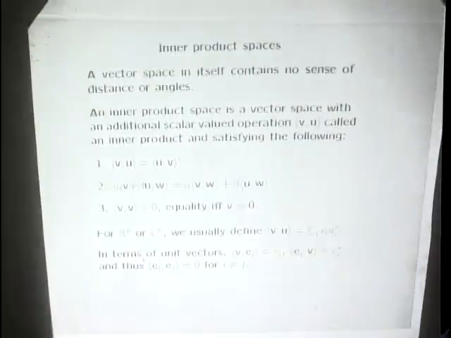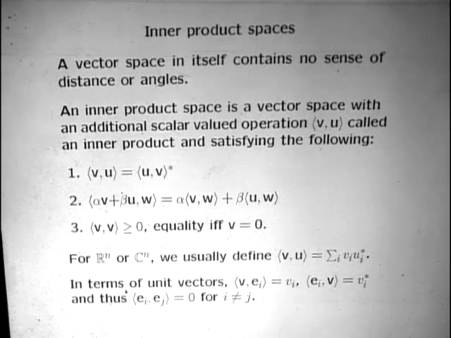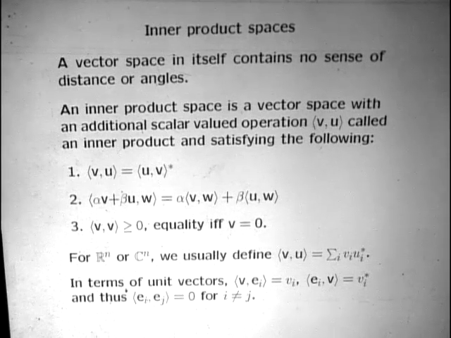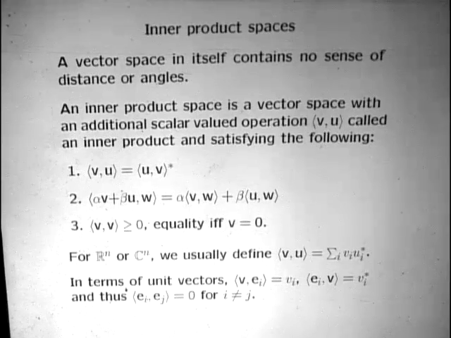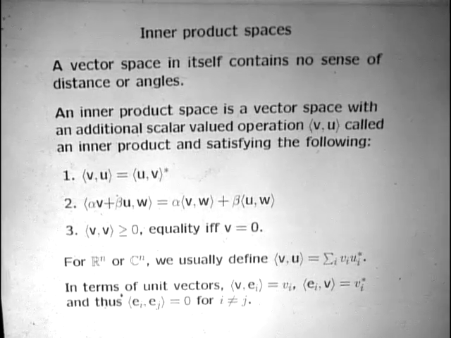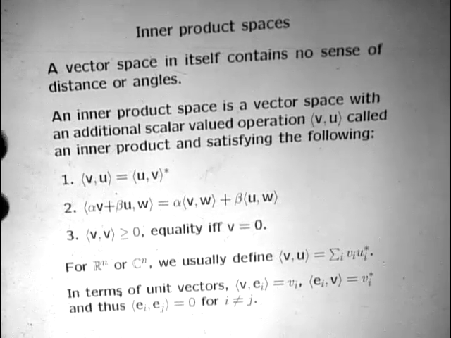So we need some new axioms. And what we need is a new operation on the vector space. Before, the only operations we have are addition and scalar multiplication, so that vector spaces are really incredibly simple animals. There's very little you can do with them. And this added thing is called an inner product.